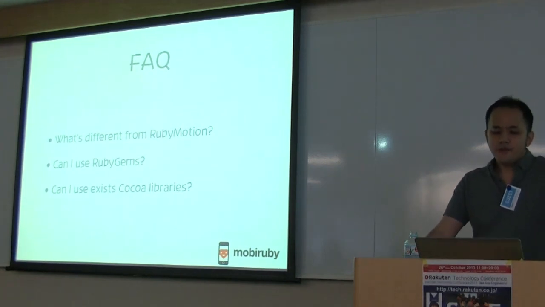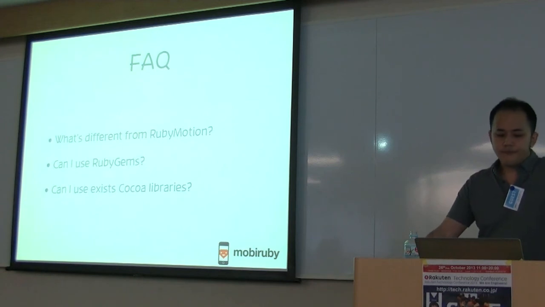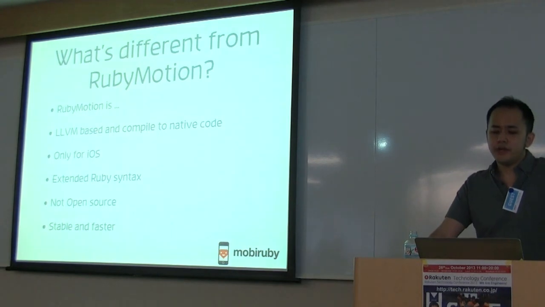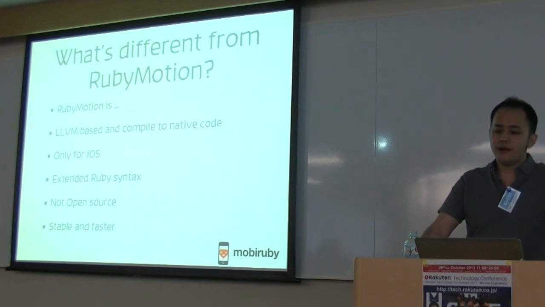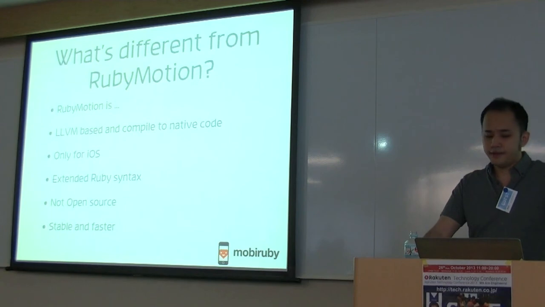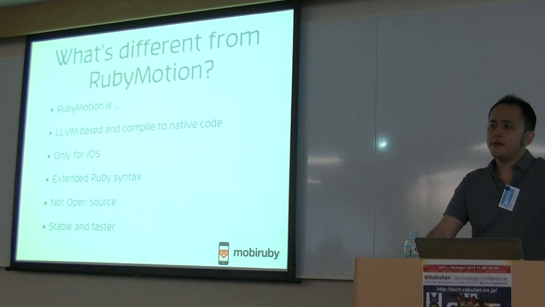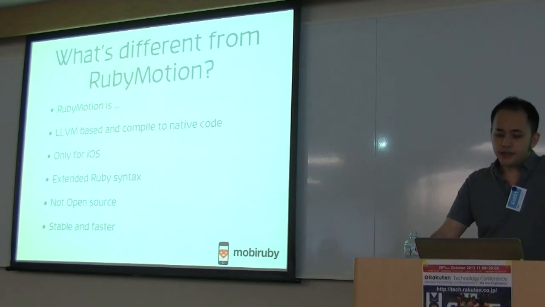And I have some frequently asked questions. First, the difference from RubyMotion. RubyMotion is an LLVM-based compiler for iOS development. The biggest difference is that RubyMotion is not open source. It's a product and closed source.